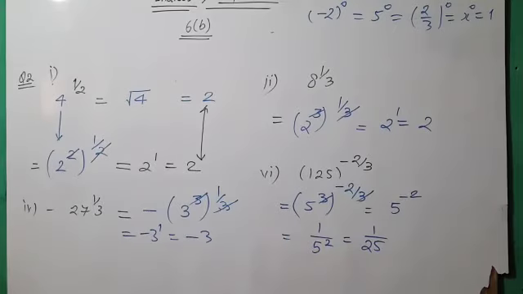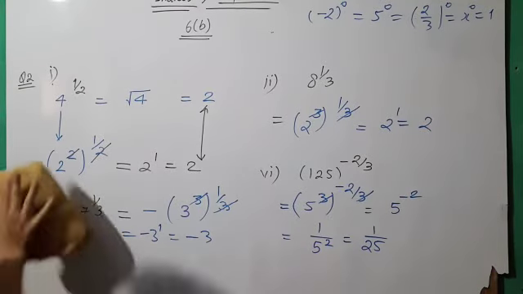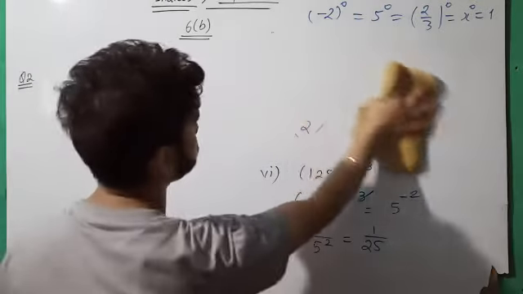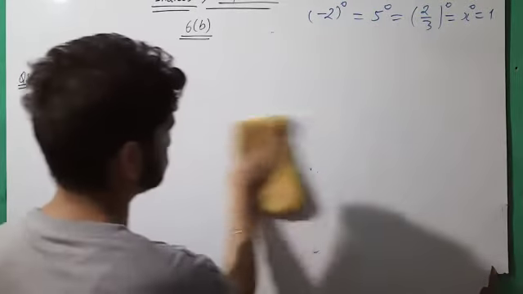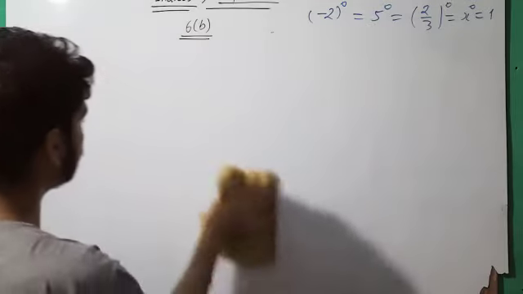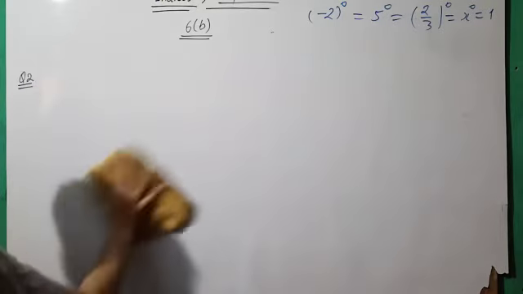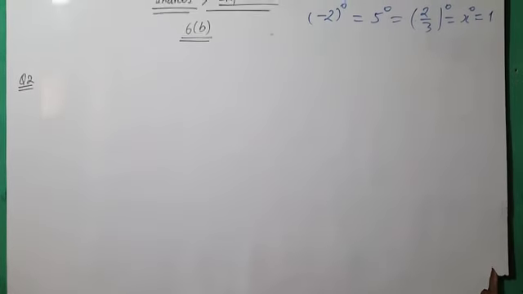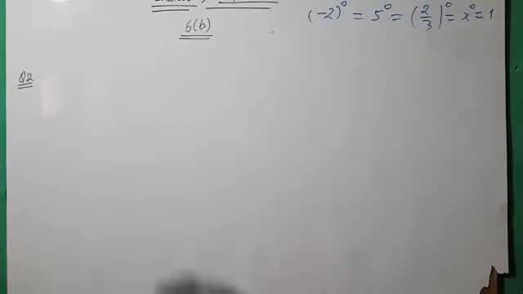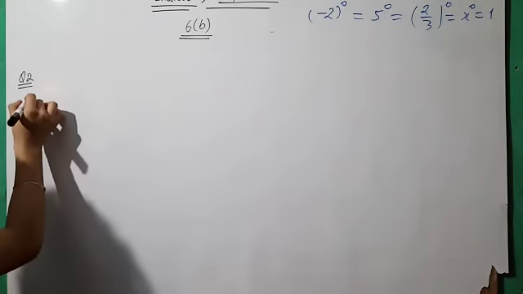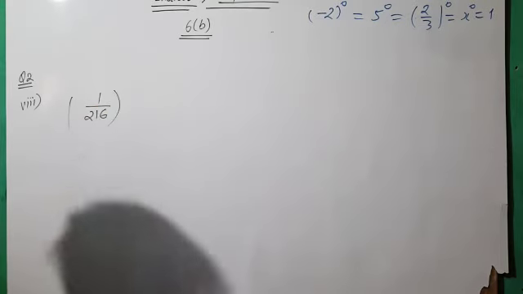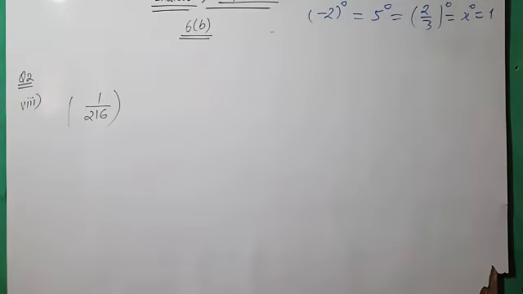Okay, now the eighth part. You have to just split all the numbers in the form of the given powers, then cancel out, then your answer will come out. 1 upon 216. If you are more familiar with the numbers, then these are very easy concepts actually.